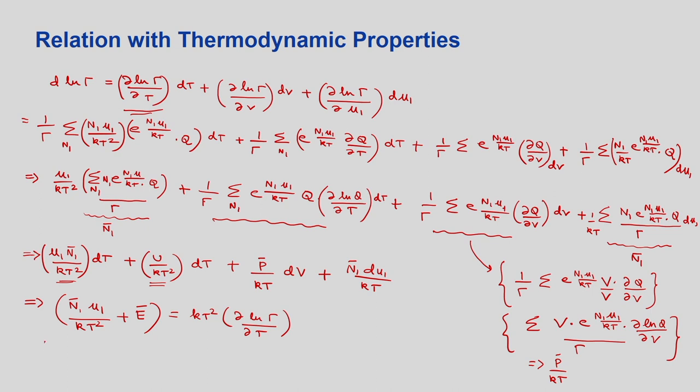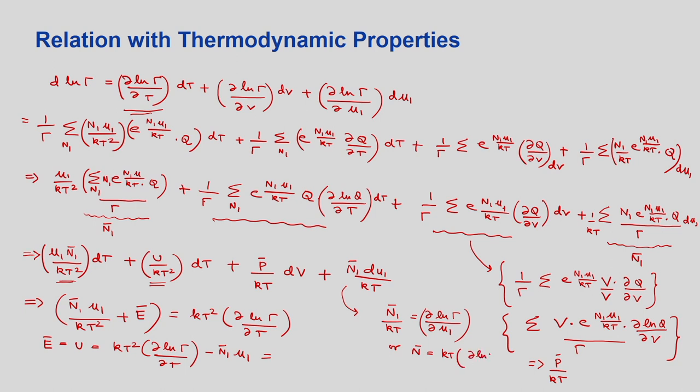So, what is the internal energy? I can easily get E bar is equal to U equals to kT square minus this entire term minus N1 bar by mu 1, because what I did was I multiplied kT square both sides. So, if I multiply kT square both sides, I will be getting this E1 is nothing but U which is equal to kT square by N1 minus mu 1. If you see in this expression, so this N1 bar by kT is equal to dou ln this by dou mu 1, or N1 bar equal to kT into dou ln of the partition function by dou mu 1, okay, this is the expression for N bar.